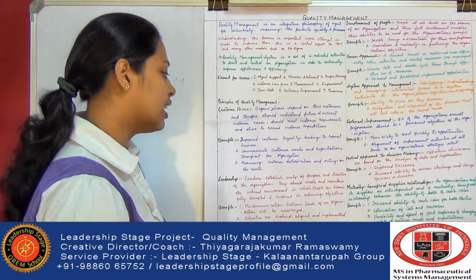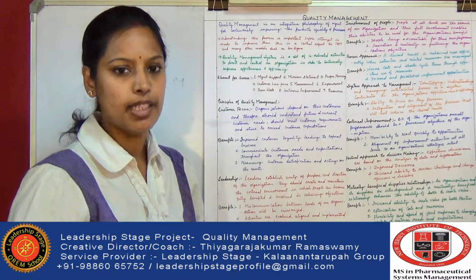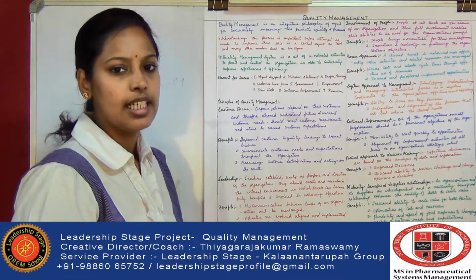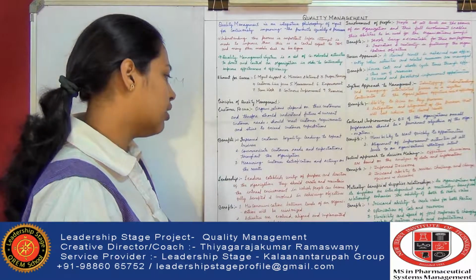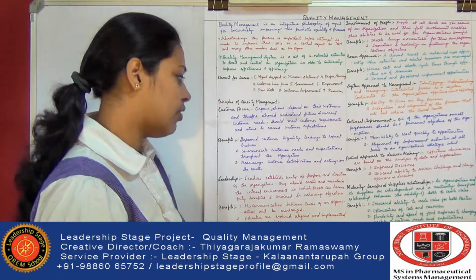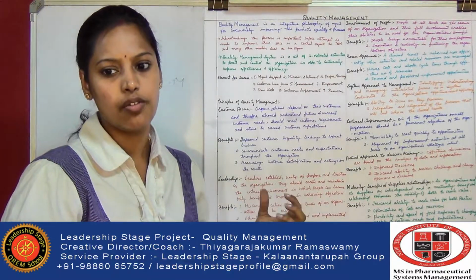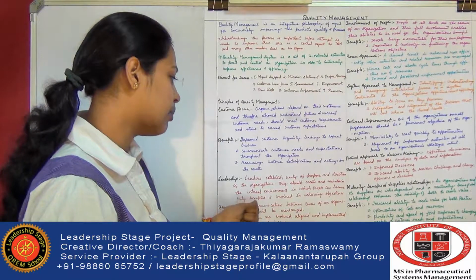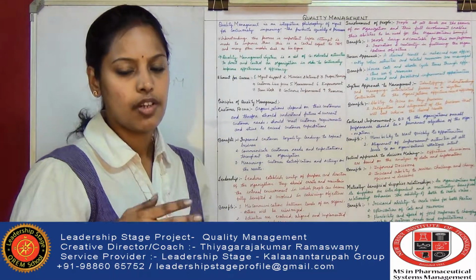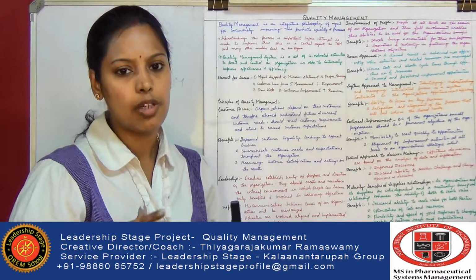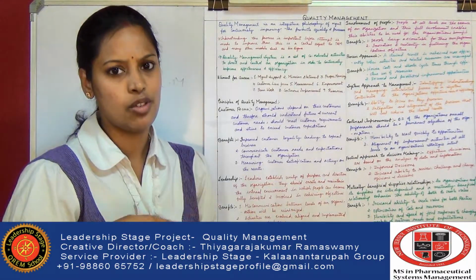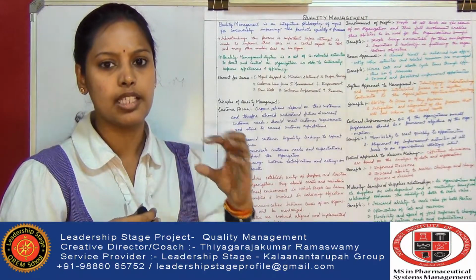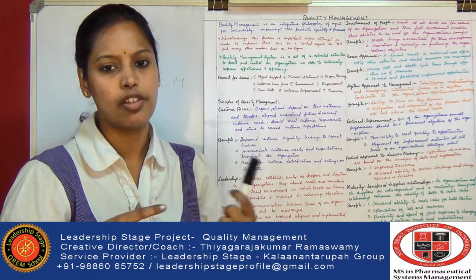Next is leadership. Leadership establishes the unity of purpose and direction of the organization. They should create and maintain an internal environment while achieving the organization's objectives. So this is one of the principles of quality management. The benefit is that miscommunication between levels of an organization will be eliminated, and all will follow. There is no confusion in the organization. You only have to follow one direction that is laid out by the manager or the CEO of an organization.